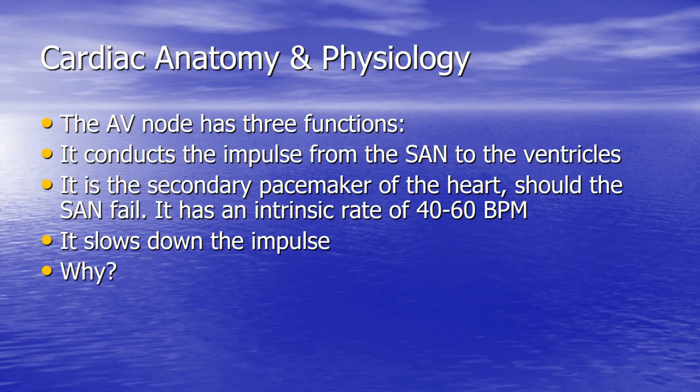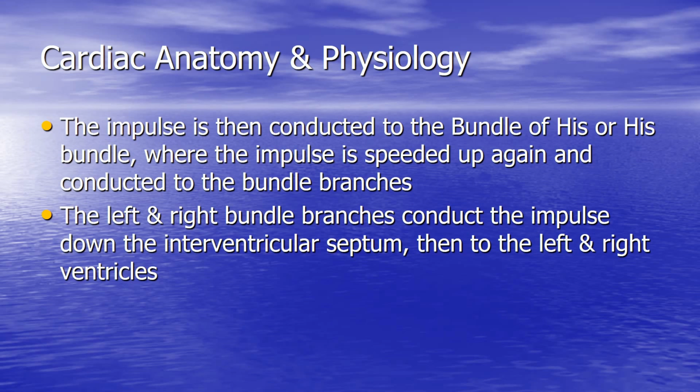The reason why the AV node slows down the impulse is to give the atria time to finish contracting. Remember that a couple of things are happening at the same time. The atria are the receiving chambers of the heart. They start passively filling up with blood. When the SA node fires off, that electrical impulse causes the atria to contract. When the atria contract, blood is pumped past the AV valves and fills up the ventricles.